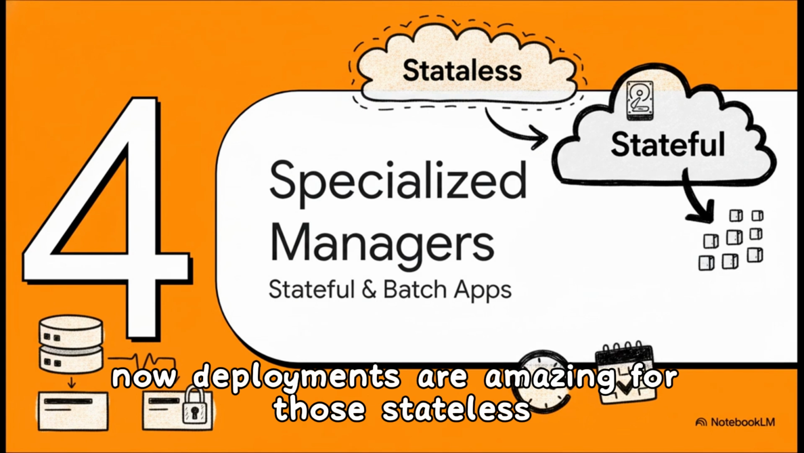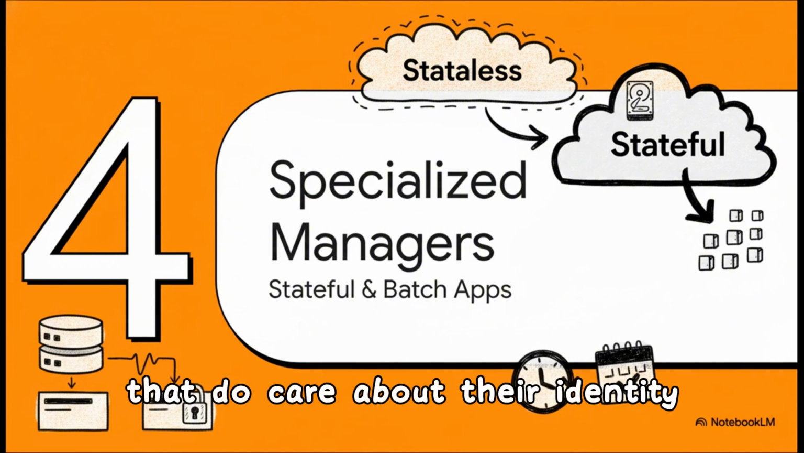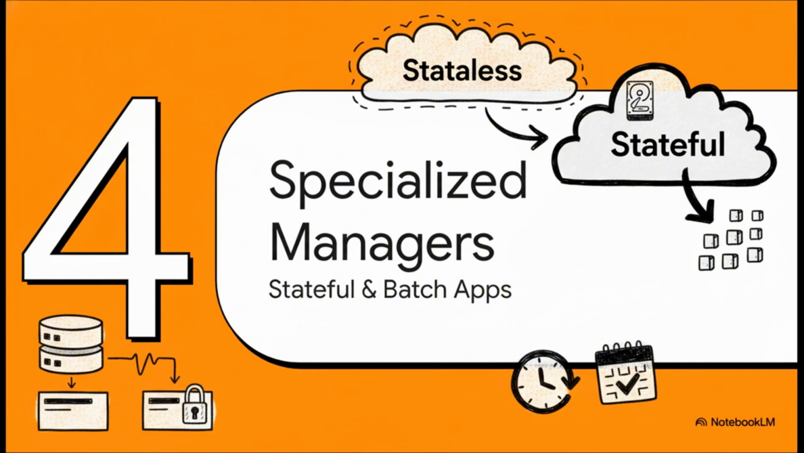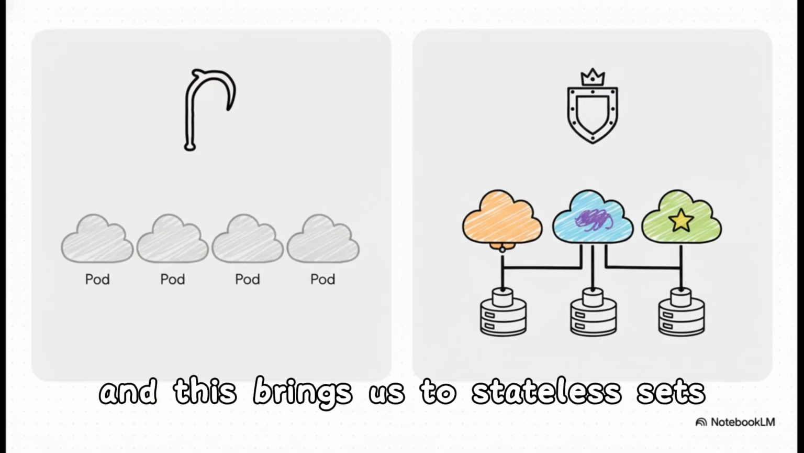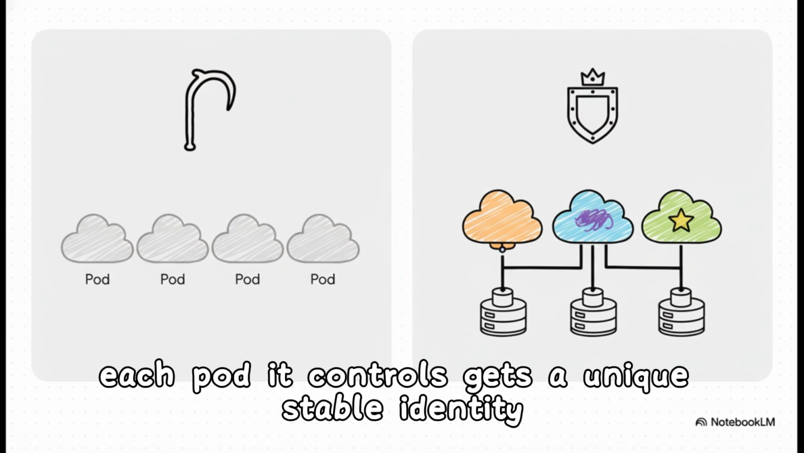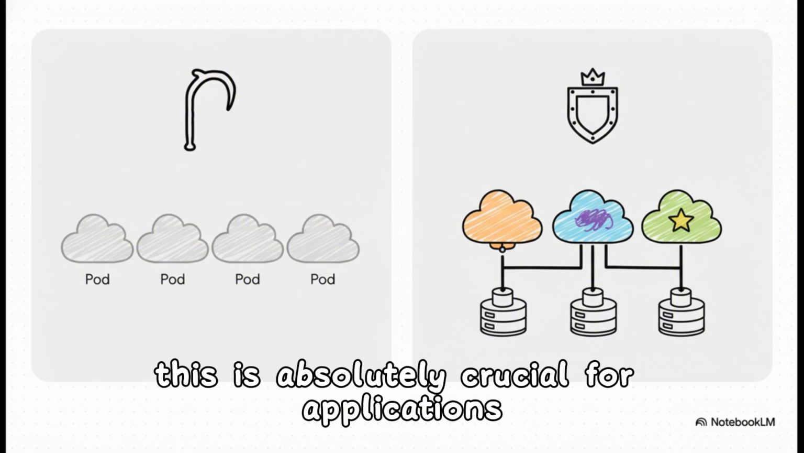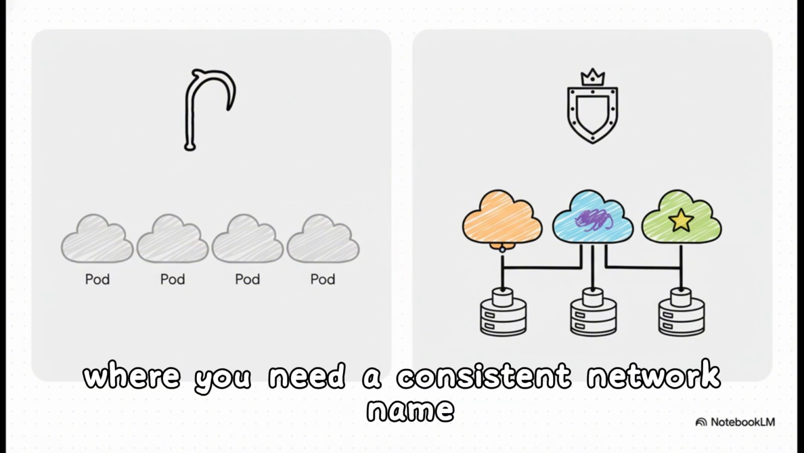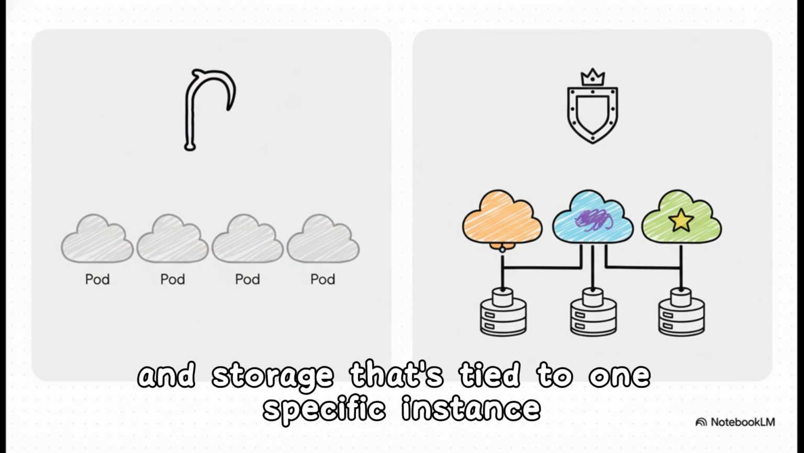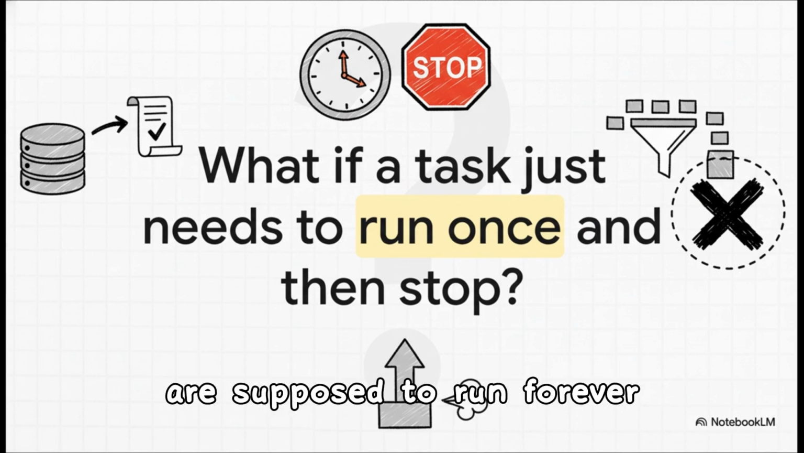Now, deployments are amazing for those stateless cattle apps. But what about applications that do care about their identity? Like a database? For that, we need a totally different kind of manager. And this brings us to StatefulSets. So, if a deployment manages cattle, a StatefulSet manages pets. Each pod it controls gets a unique, stable identity, a name that sticks with it, like DB0 or DB1. This is absolutely crucial for applications like databases, where you need a consistent network name and storage that's tied to one specific instance.